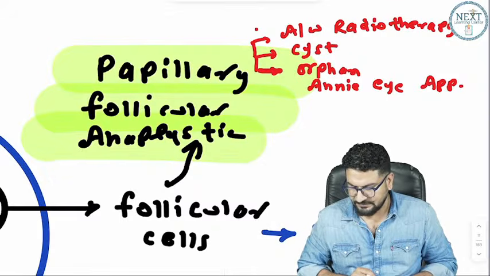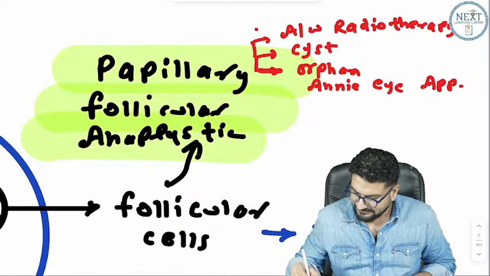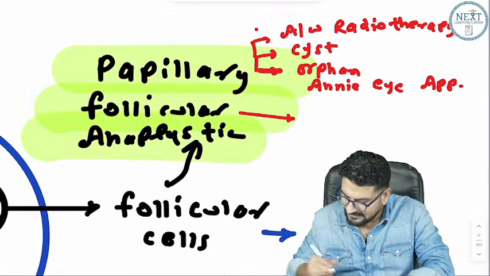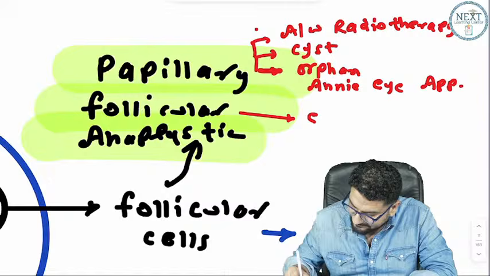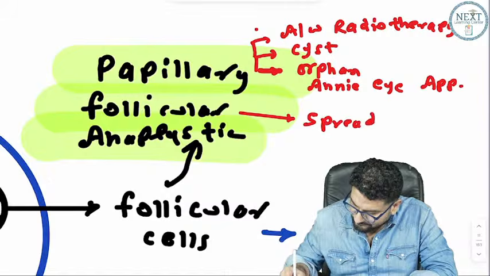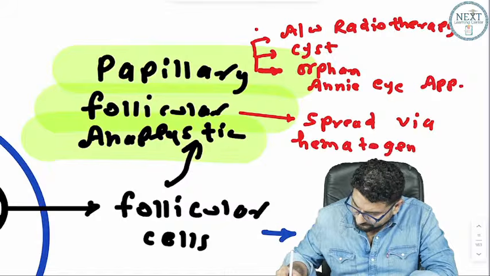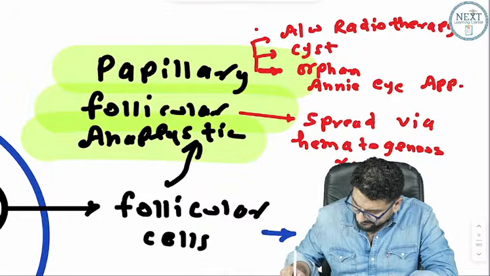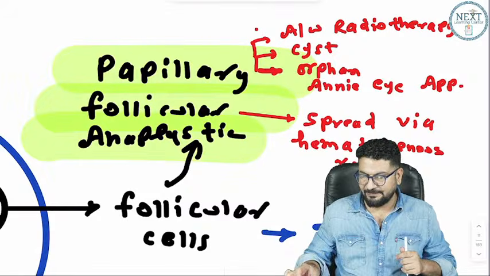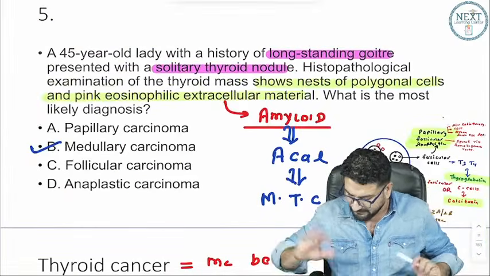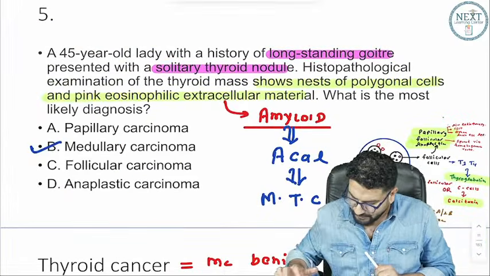Done. Am I clear? Okay, just remember follicular carcinoma, they ask you one thing, it's a carcinoma, but it spreads via hematogenous route. So that's why we don't do FNAC in this condition. So this is the summary of different types of thyroid cancer. Okay, moving to next topic.